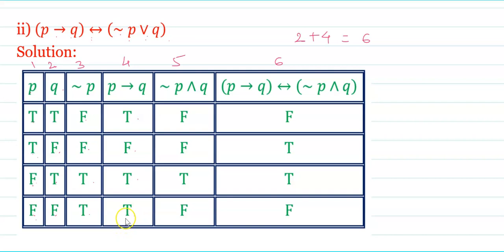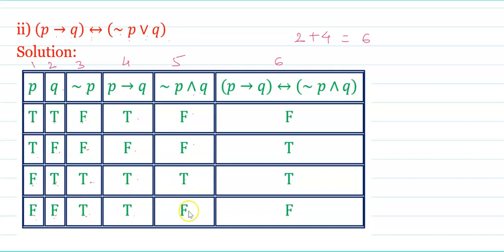Next, we will find out the and between the column number second and the third. What do we remember for and? If both of them are true, then it is true. T and F is F. F and F is again F. T and T, both of them are true. Therefore, it is a true. F and T is F.